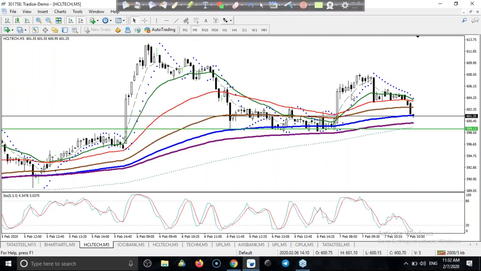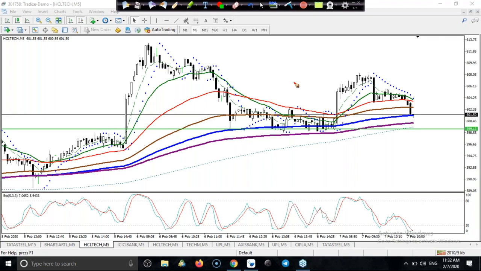Check it in 5 minutes. We are looking for a buy confirmation above this supporting line. We need a buy confirmation. Now you can see somewhere why stochastic fails, right? In this area, stochastic gave a buy signal.